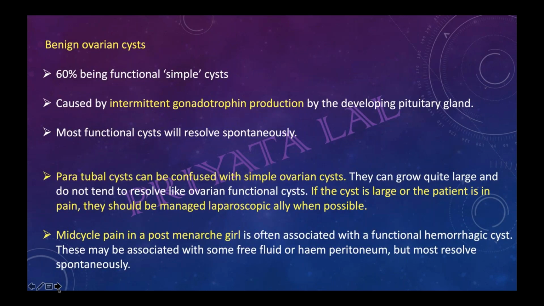Now coming to benign ovarian cyst. So in adolescents, yes, they have to be simple. In the child, there is intermittent gonadotropin production by the pituitary. Though we already know that the HPO axis remains silent, there could be intermittent gonadotropin production. So because of that, this happens, but most of the time they will go back by themselves.